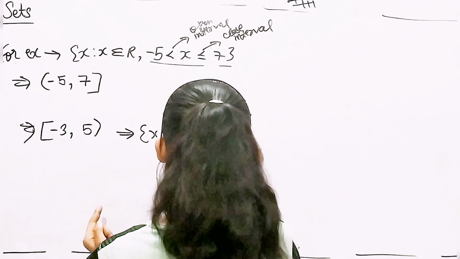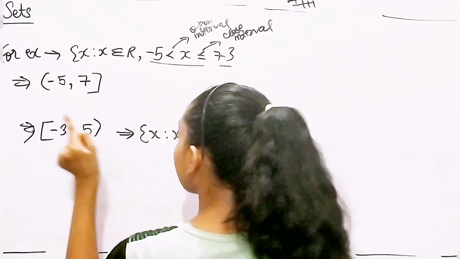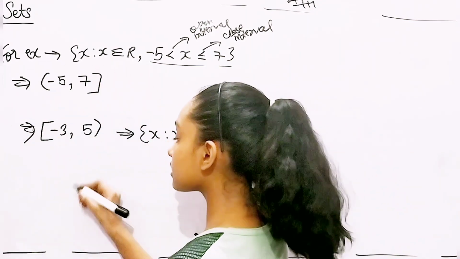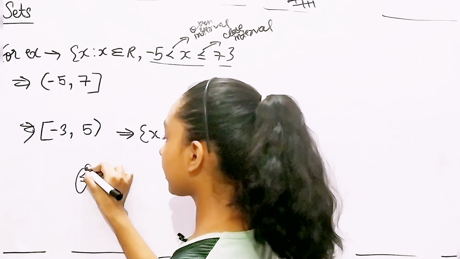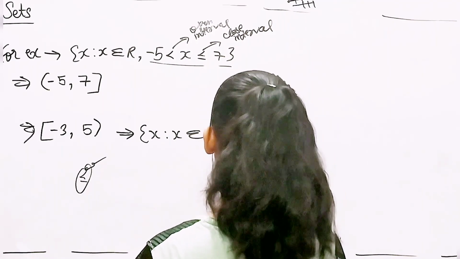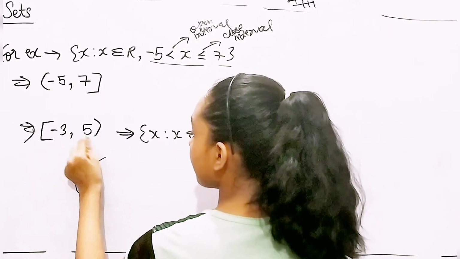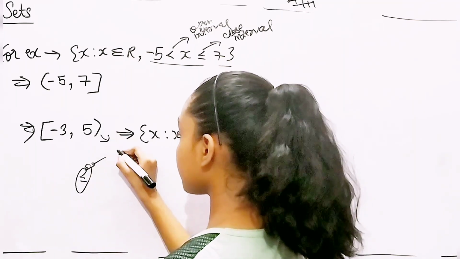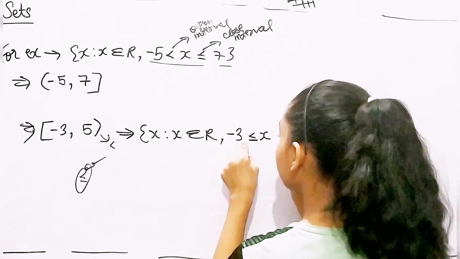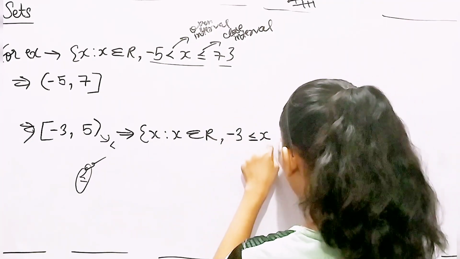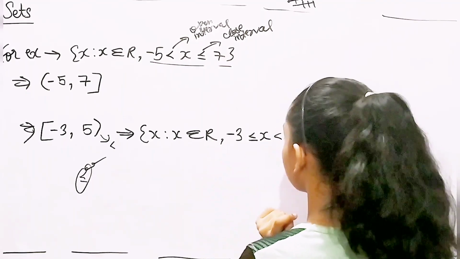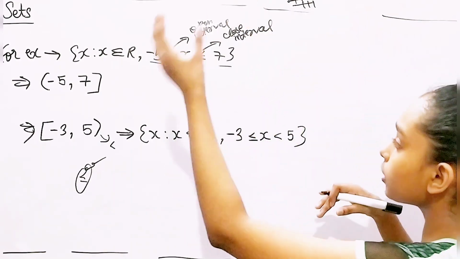First we write the -3. As you can see, in the beginning we have the big bracket, so this means it's going to be smaller or equal. So we have -3 smaller or equal to x. In the end we have an open interval, so this means it's going to be smaller. So -3 is smaller or equal to x, and x is smaller than 5. Okay, and that's it.